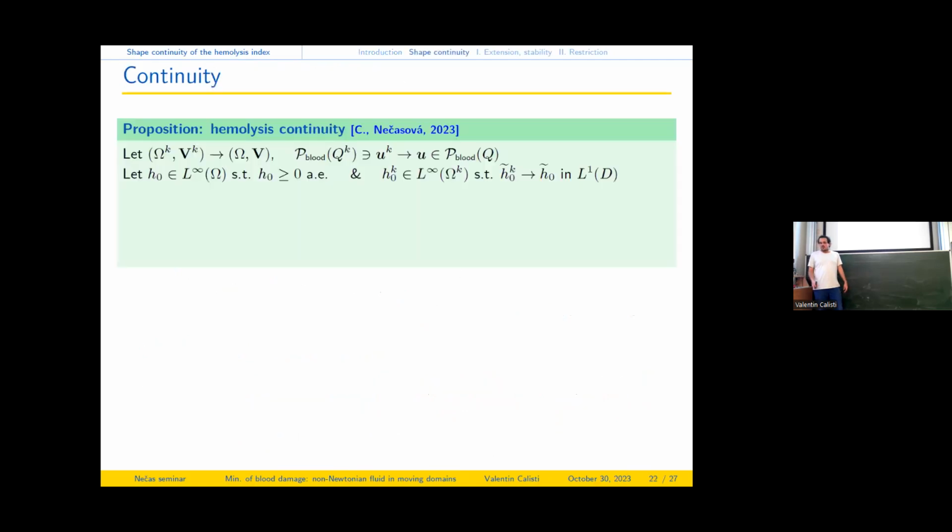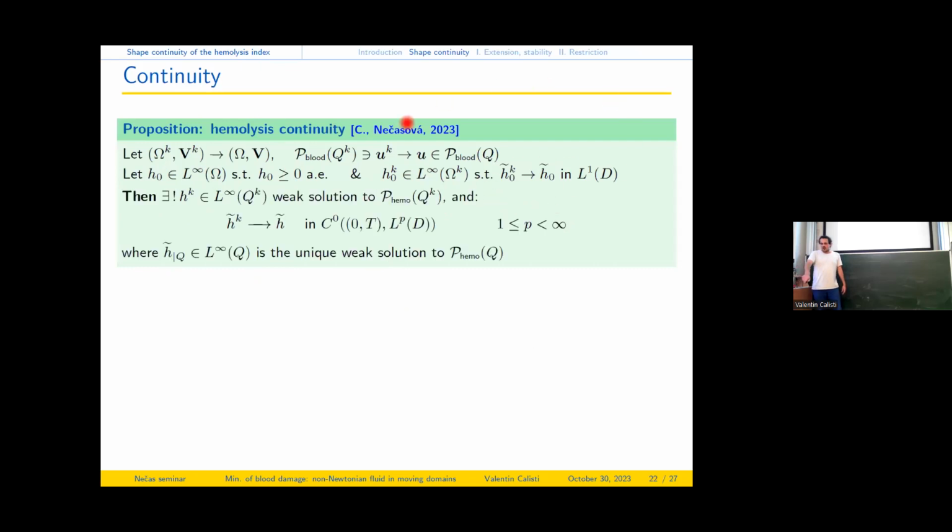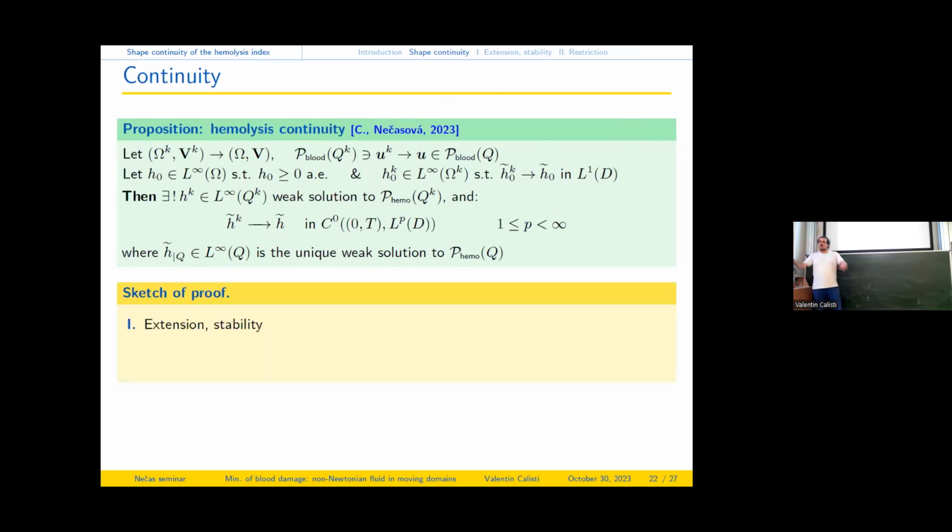So then for the continuity, we once again consider the sequence of domains. We take initial data in L infinity and positive almost everywhere. And we also select for each domain a sequence of initial data converging to the limiting one. And what we show is the continuity, so the convergence of this sequence of solutions to the limit problem. And for this, there are just 2 slides remaining.